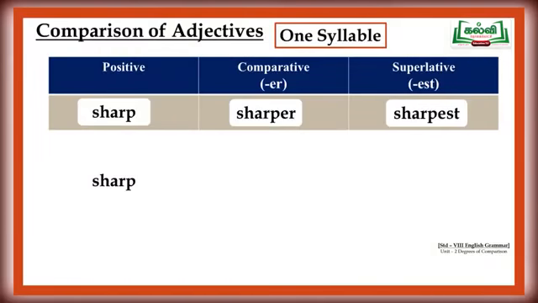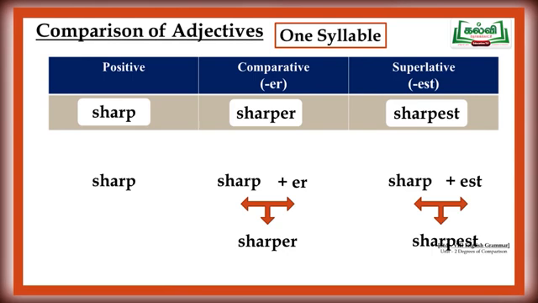Usually, if the word is a one-syllable word, we use this rule. We have to add ER to the positive form to make it a comparative form. For example, sharp is a word in positive form. We have to add E and R together, ER, to the word sharp. What do we get? Exactly, your answer is right: sharper.